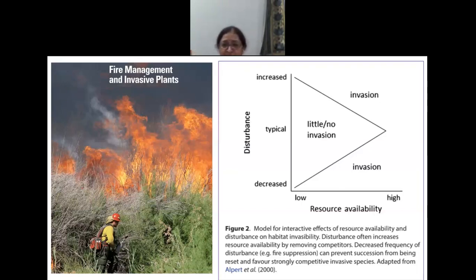We can compare resource availability and disturbance effectiveness on invasiveness. It is very clear that if resource availability is low, then invasion is less, but with increased resource availability there is a rise in the number of invasive plants. Likewise, if disturbance is less, there is low occurrence of invasive plants, but more disturbance increases their number in the area. So disturbance and resource availability are the two key factors controlling the number of invasive plants present in an area. Decreased frequency of disturbances like fire suppression can prevent succession from being reset and favor strongly competitive invasive species.